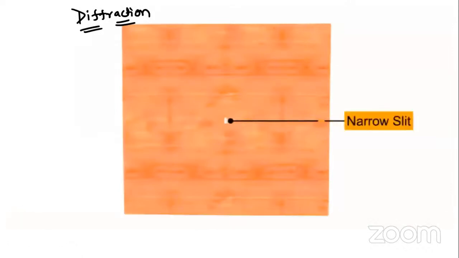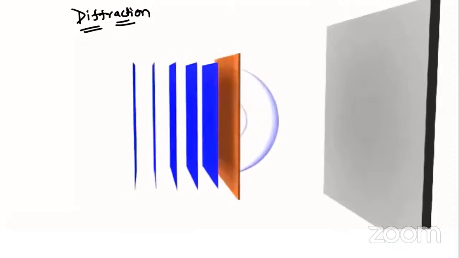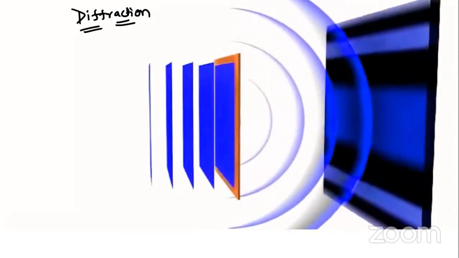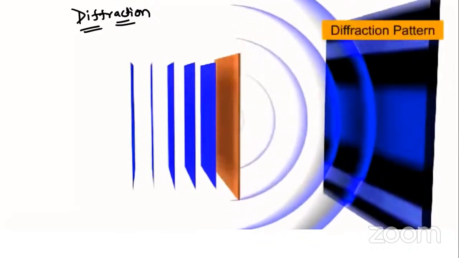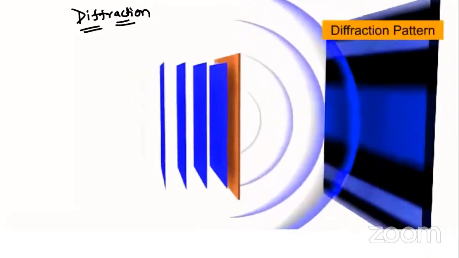See this. This is a narrow slit, students, on the screen. Now I turn on the cardboard. On the left hand side, planar wavefronts are coming, suppose light rays are coming. While passing through this source, a narrow slit, on the right hand side it will show spherical wavefronts getting generated.